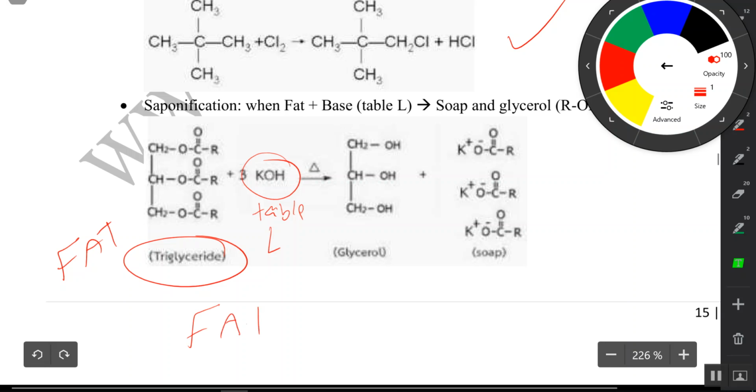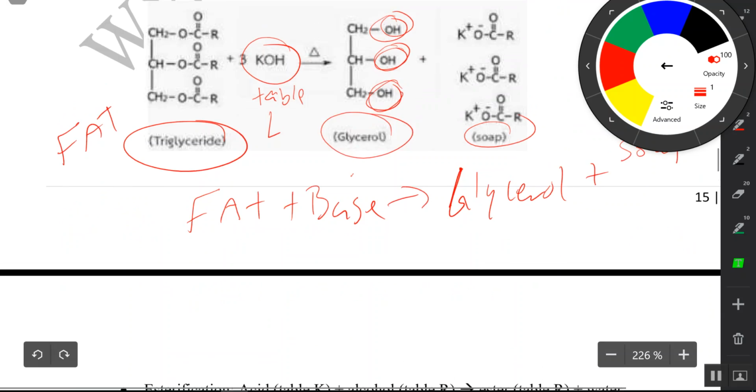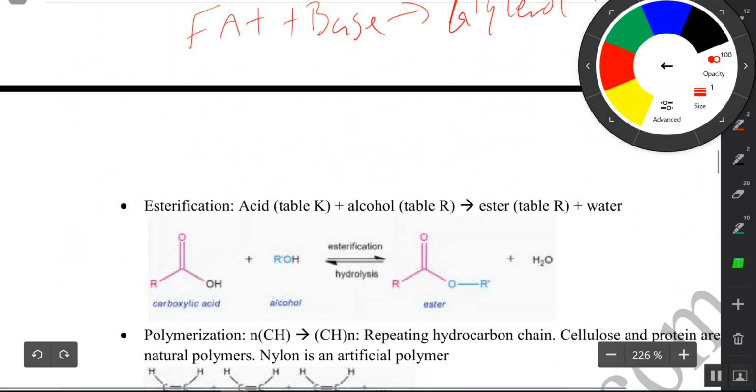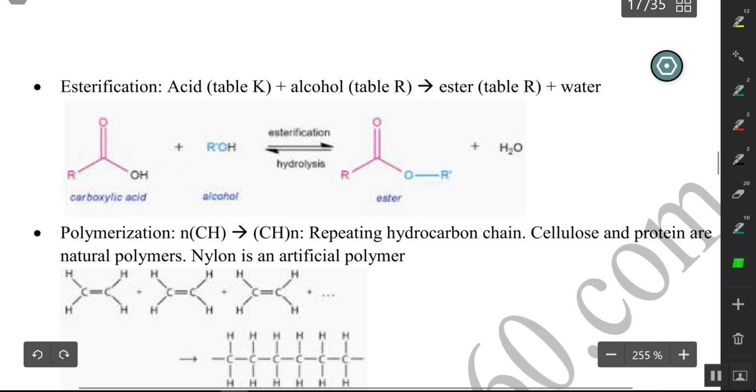Fat and a base gives you glycerol, which is really just an alcohol. You see the functional group OH, OH, OH. That's an alcohol, or you can write it as glycerol. And soap. That's the soap that you use to clean your hands. You'll recognize glycerol because it has 3 OHs. You just have to recognize these reactions, really. Nothing more, nothing less.